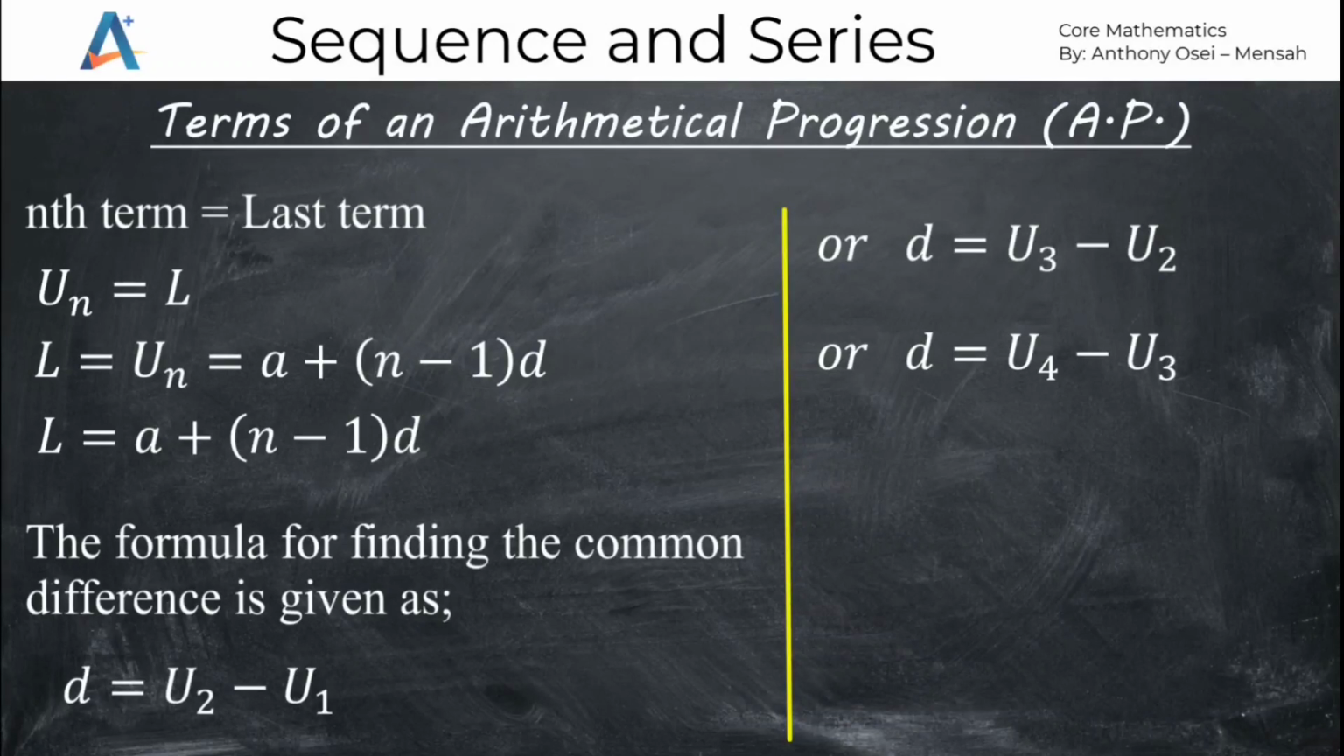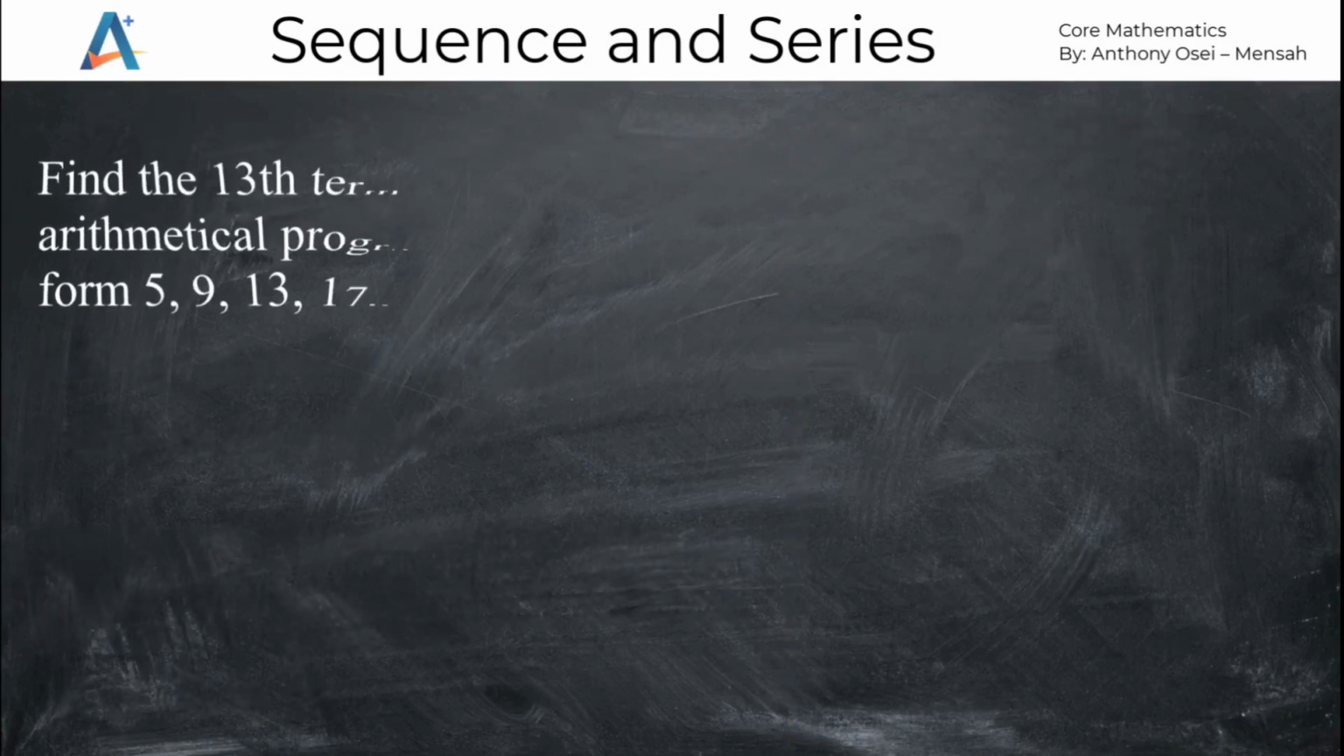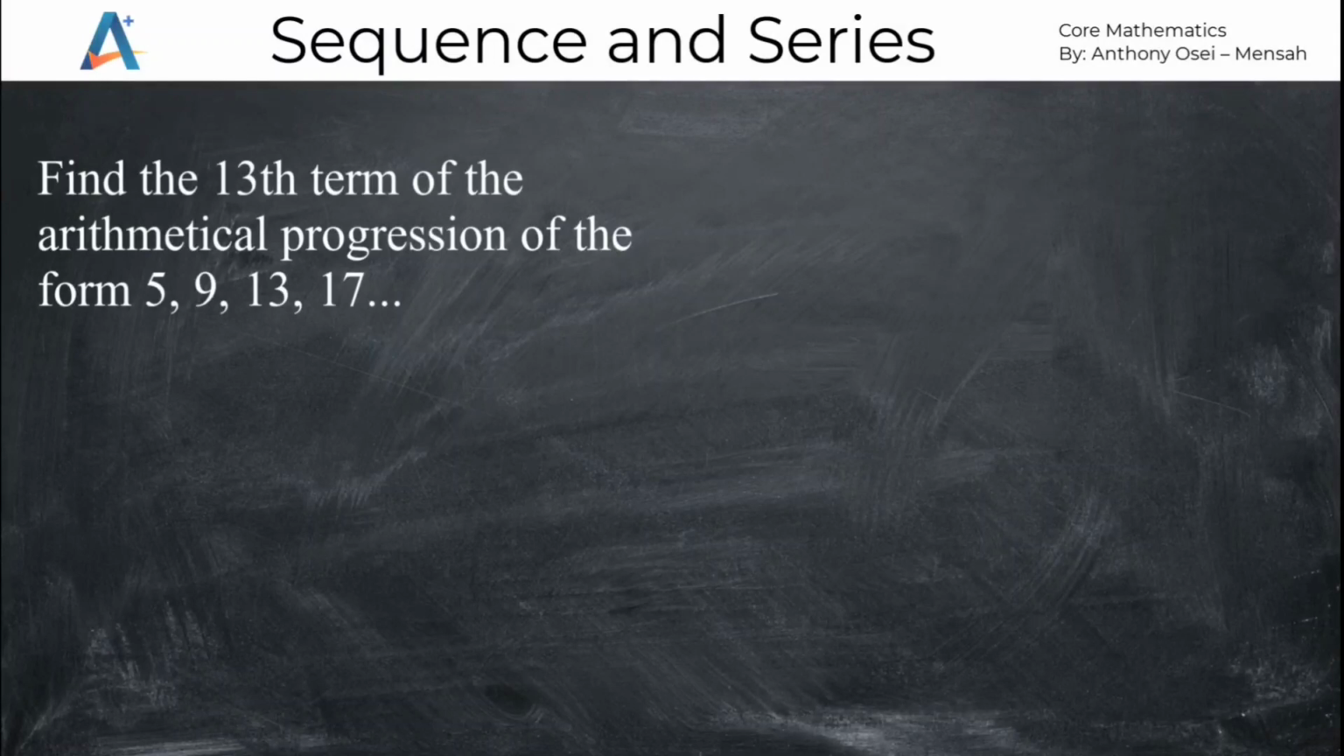So all these formulas will give you the same value for D, and that is why D has different formulas. And don't forget, any of these formulas can be used depending on what term is present in the sequence. Now in this question it reads, find the 13th term of the arithmetic progression of the form 5, 9, 13, 17 and so on. Now with this sequence we want the 13th term.